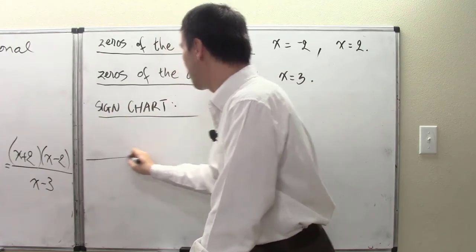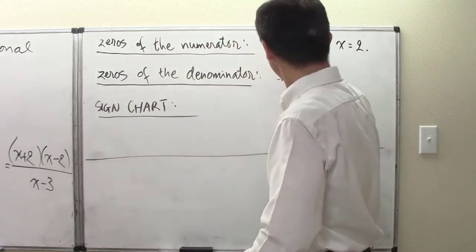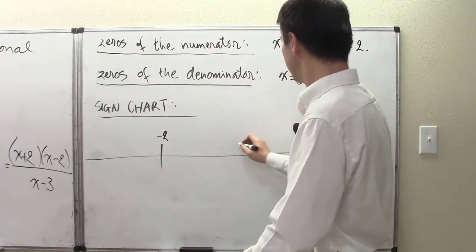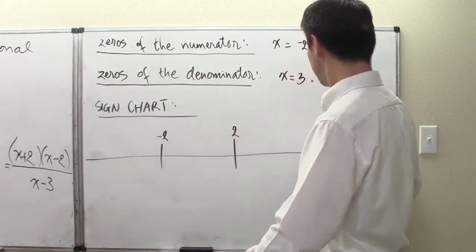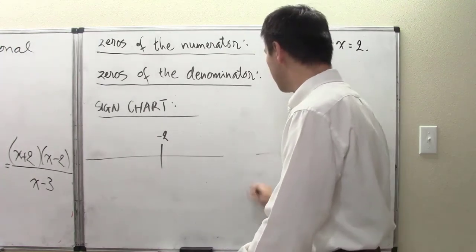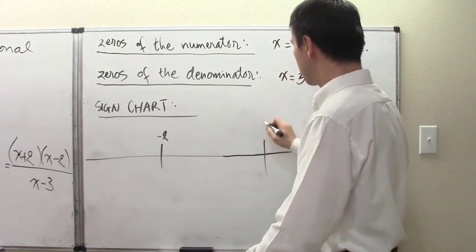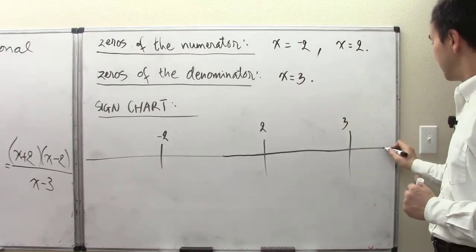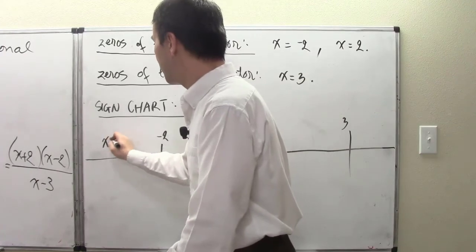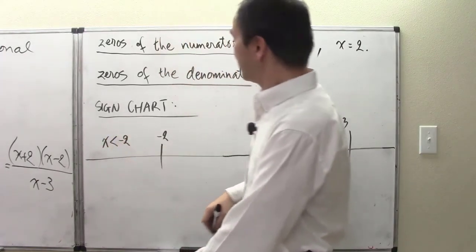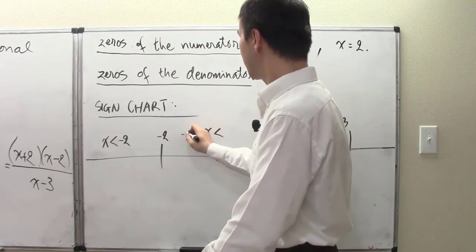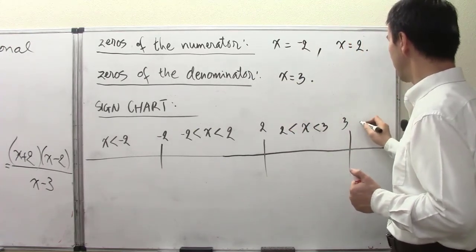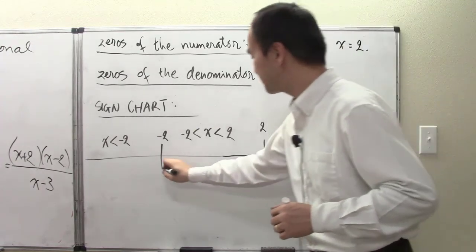All right, so I'm going to place all these three values here, -2 here first, and now I'm looking at this 2, and then there's 3. Okay, and so this first interval is indicating any of the x values less than -2. And this is for any x values between -2 and 2, and this is for any x value between 2 and 3, and this is for any x value greater than 3.